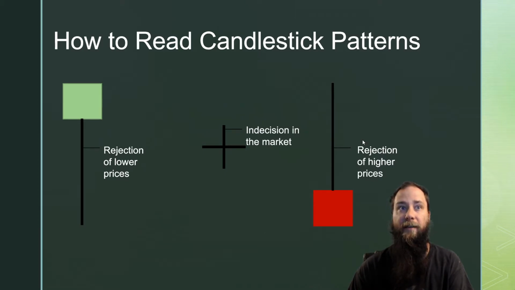Over here we have the exact opposite of a rejection of lower prices. We have a rejection of higher prices. We had it open right here, price went all the way up, then it came all the way back down and closed. So a rejection of higher prices. Remember, on a red candle it opens up top, whereas on the green candle it opens at the bottom of the body. That just means it went all the way down, and over here went all the way up, but still closed here and here.